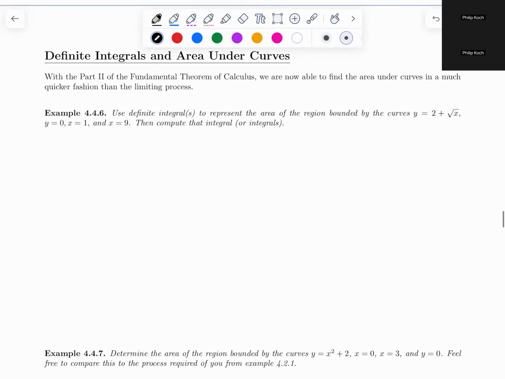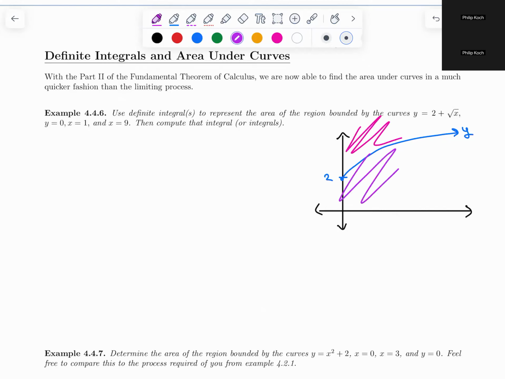So first and foremost, let's graph what this looks like on the side. The square root function typically looks like that. But this has been shifted up 2 units because it's 2 plus. So it kind of looks like this. Here's 2, and there's y. But I want to understand what it's saying. It's bounded by this curve. So by itself, one curve bounded where? Bounded above, bounded below? Am I talking about this region or this region? The purple or the pink? That's a good question. I need more context.